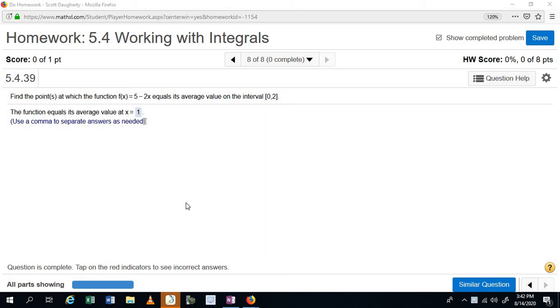Hello again. In this video, I'm going to go over this homework problem from 5.4. In this problem, it says find the point or points at which the function f of x equals 5 minus 2x equals its average value on the closed interval from 0 to 2. Okay, so let me show you how you can work this out.